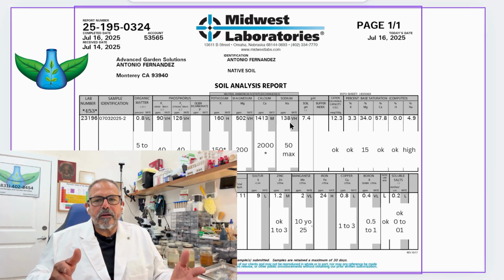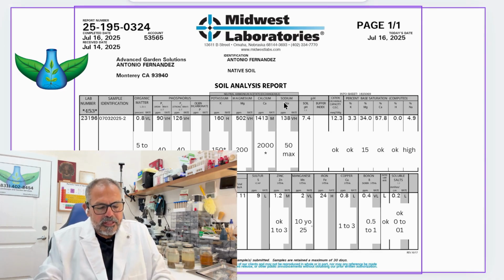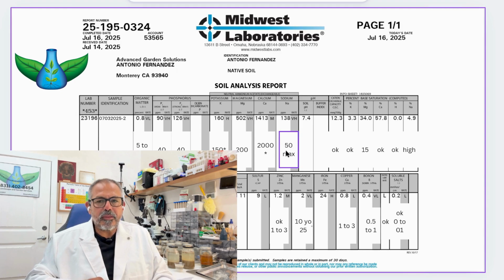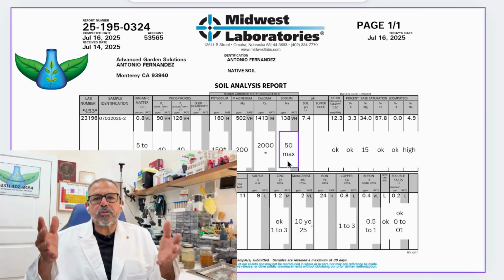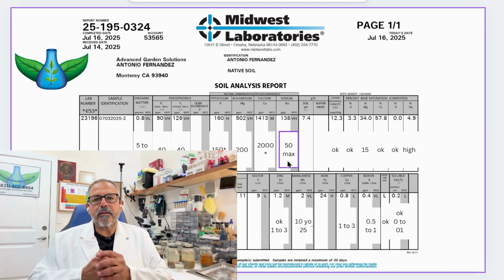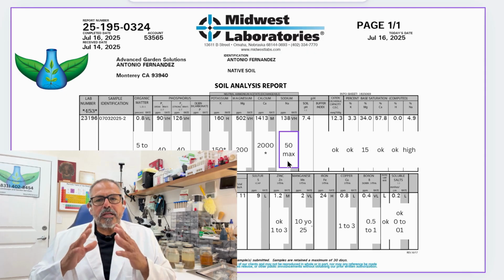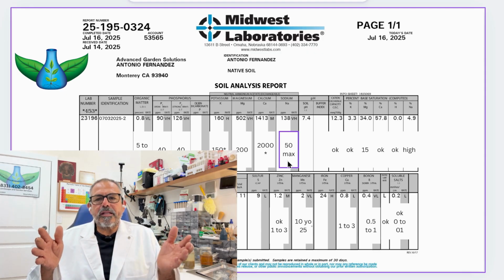Sodium in high amounts can be toxic not only to plants, but even to humans. In this sample, the sodium level is 138 parts per million, when the maximum should be around 50 parts per million. So it's almost 3 times higher than it should be. That's one of the reasons plants do not perform very well in this kind of excess.